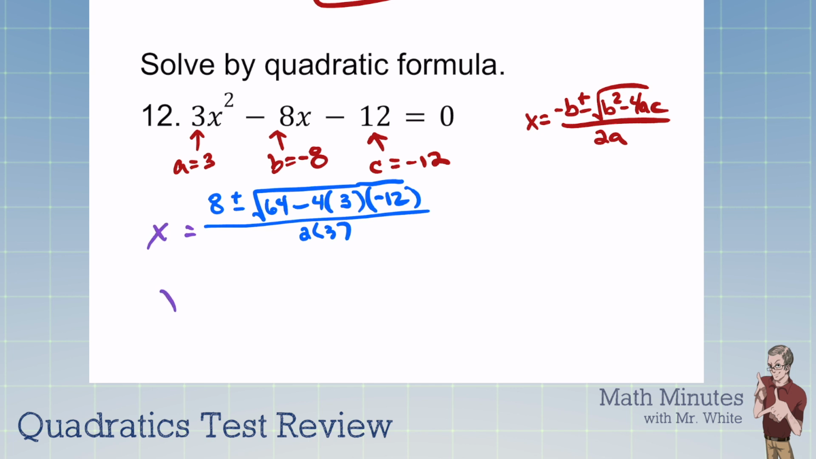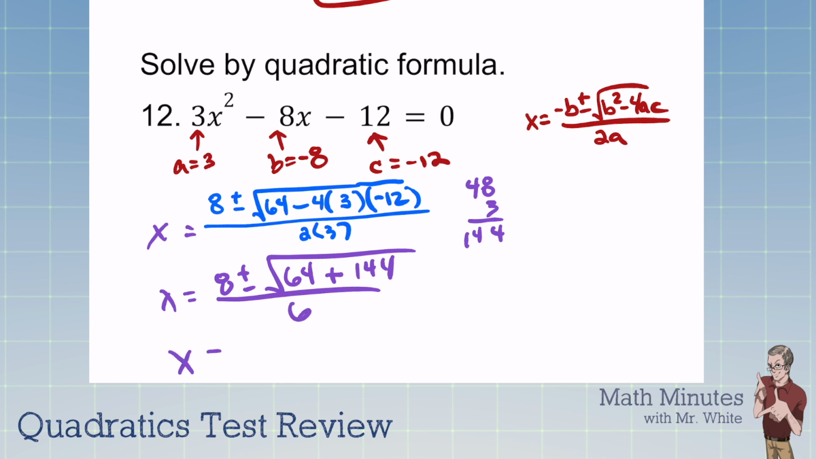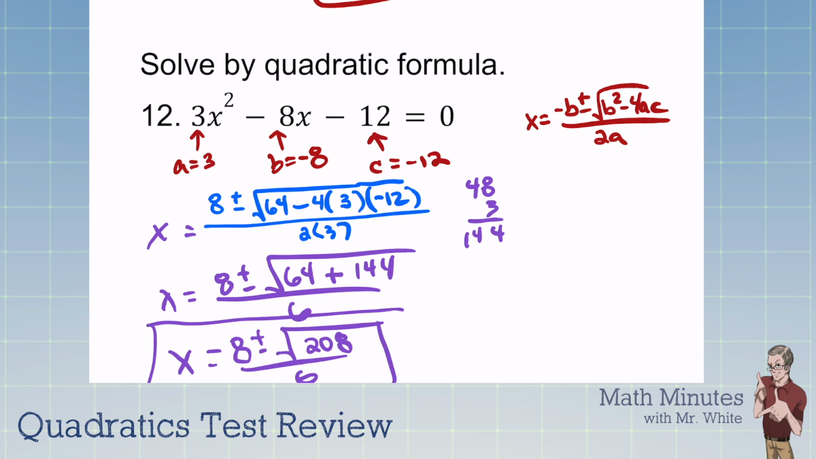So the answers are, let's keep going, 8 plus or minus the square root of 64 plus, we have 48 times 3. I don't have my calculator handy, so I'm going to do this there, 144, all over 6. So x equals 8 plus or minus the square root of 208 all over 6. Now that can simplify, but I'm okay if you get to that point and you leave it like that. I'm pretty thrilled. You got your two answers using the quadratic formula.